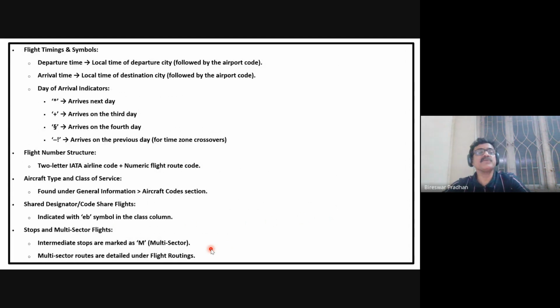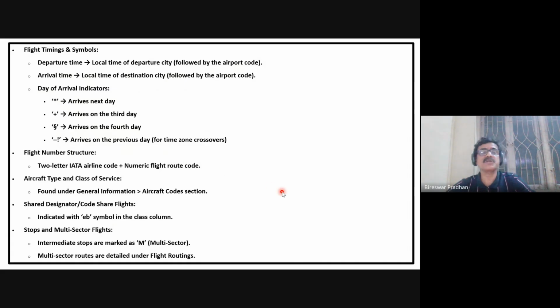Now flight timings and symbols. Departure time is the local time of departure, followed by the airport code. Arrival time is the local time at the destination city, followed by the airport code. An asterisk gives the indication of arrival on the next day, plus arrival on the 3rd day, and a different symbol for arrival on the 4th day. These symbols are provided for time zone crossovers.